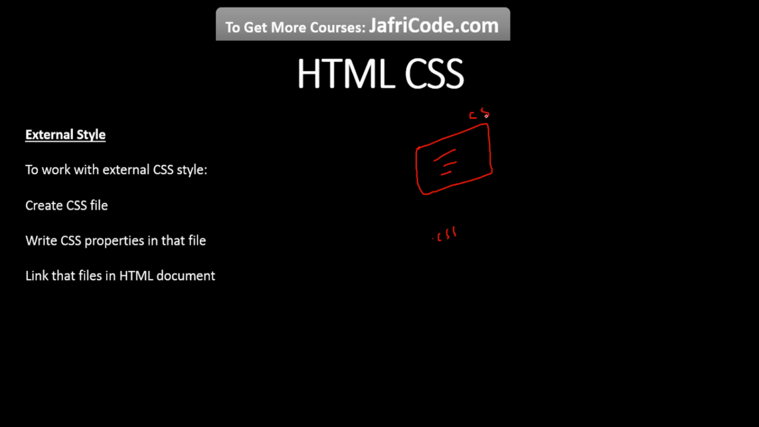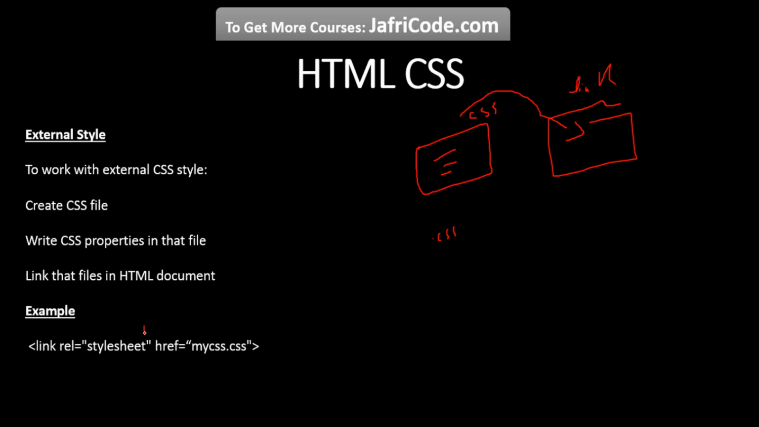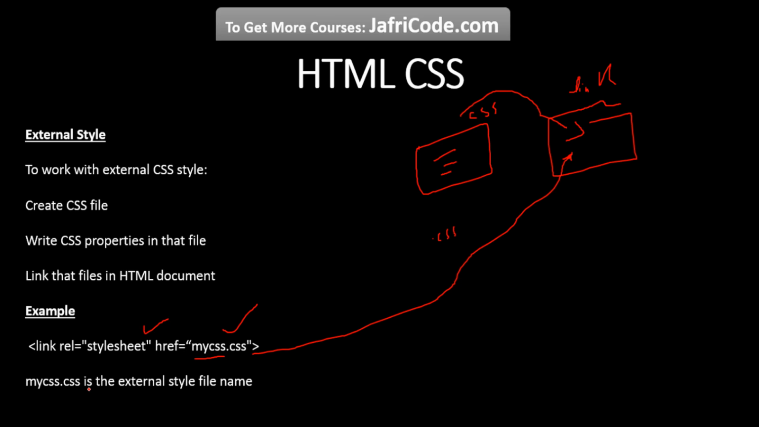For example, this is a style file. This is your HTML document. You have to link this CSS file in your HTML document using a link tag. That link tag I will discuss with you clearly. Example: this is the linking tag. This line of code you have to write in the HTML document. This line of code will make a relationship between your CSS and HTML file. You can see that this is your file name, my CSS, and .css means this file is a style sheet. My CSS.css is the external style file name. So this is the way you can use external style in your HTML document.